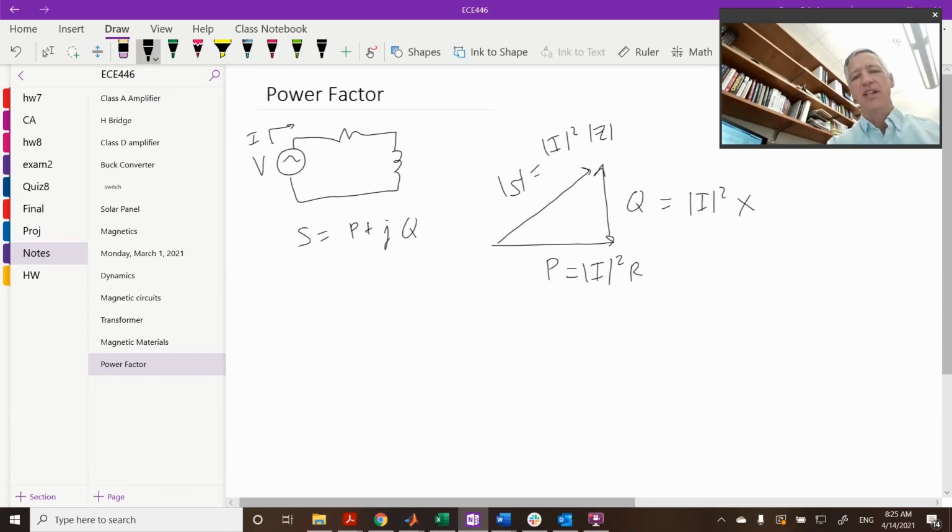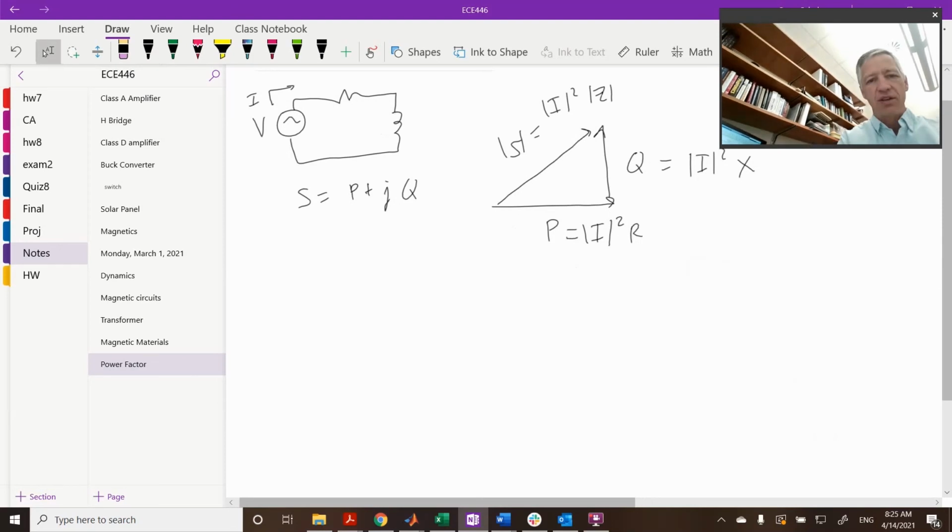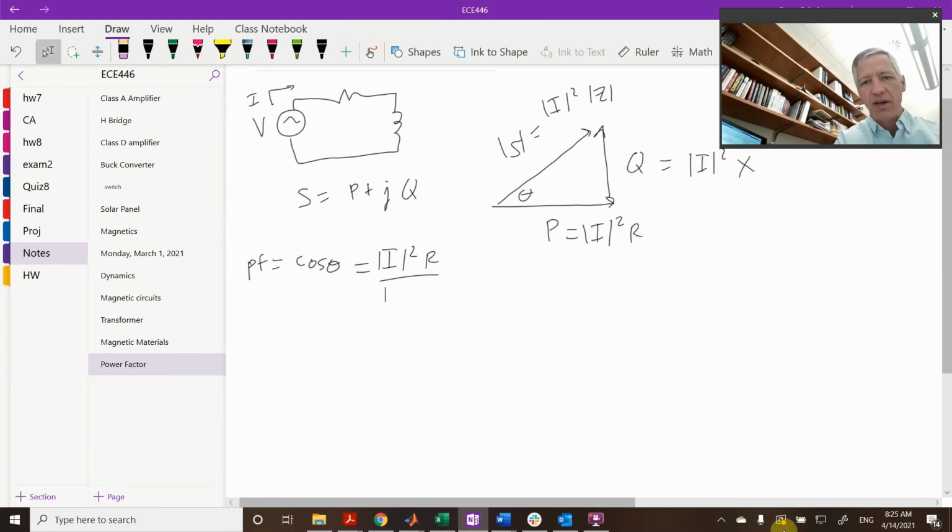Okay, so now let's look at how all this relates to the power factor. If I look at my power factor, with this being our theta, the power factor is equal to the cosine of theta, which is going to be equal to I magnitude squared times R over I magnitude squared times the Z magnitude. So this is equal to R over Z magnitude.